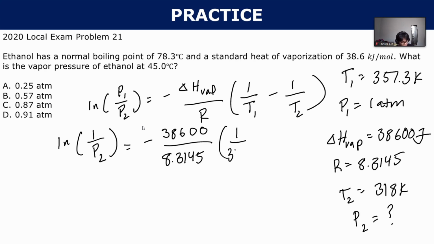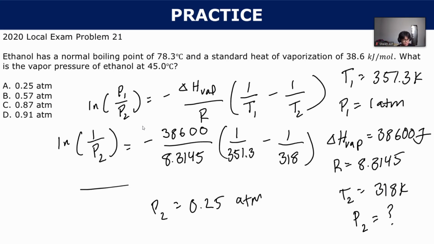Temperature 1 is 351.3, and then minus temperature 2, which is 318. Once you solve for P2, you're going to realize that P2 is 0.25 atmospheres. Essentially, this is just algebraic manipulation. If you plug it into a calculator, you'll be able to figure it out pretty easily. 0.25 atmospheres is answer choice A, which is the correct answer.